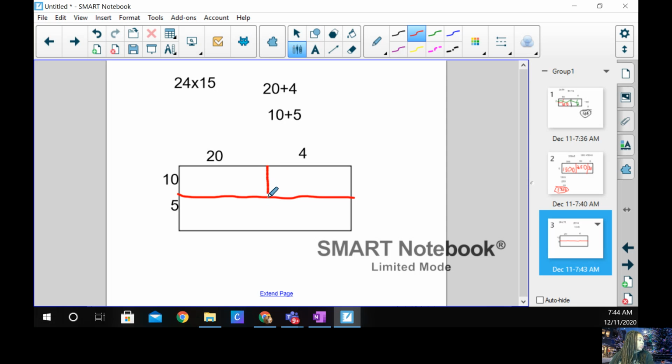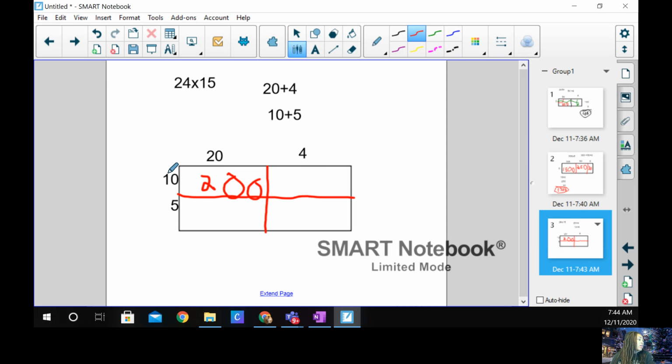And then we bring this down, just like that. So now we have the 4 boxes. And so now I have 2 zeros, so I know I need to bring those down or put those in the box. 2 times 1 is 2, so 20 times 10 is 200.